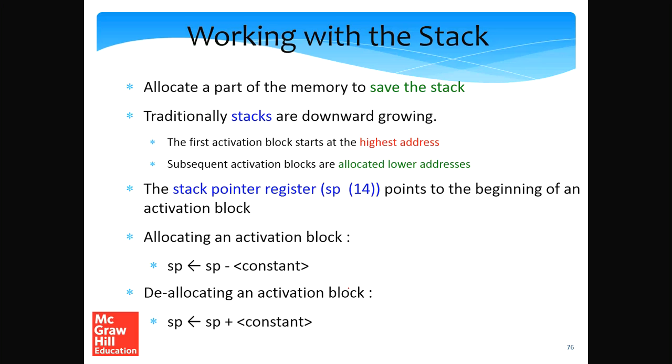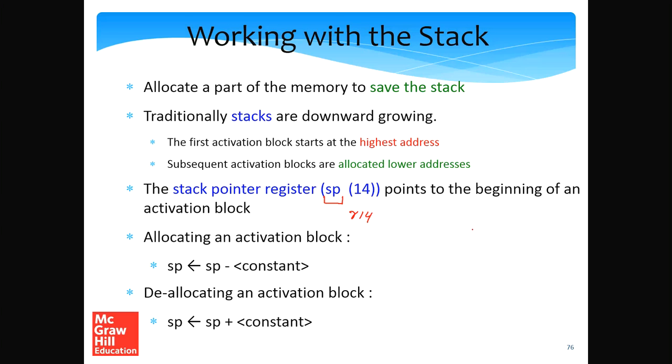So now working with the stack, we allocate a part of the memory to save the stack. As I had mentioned, stacks are downward growing. So we dedicate one register in our set of 16 registers, particularly register 14, R14. We call it the stack pointer register. It is also called SP, so it's either SP or R14. This points to the beginning of an activation block. And so basically it also sort of points to the top of the stack, right?